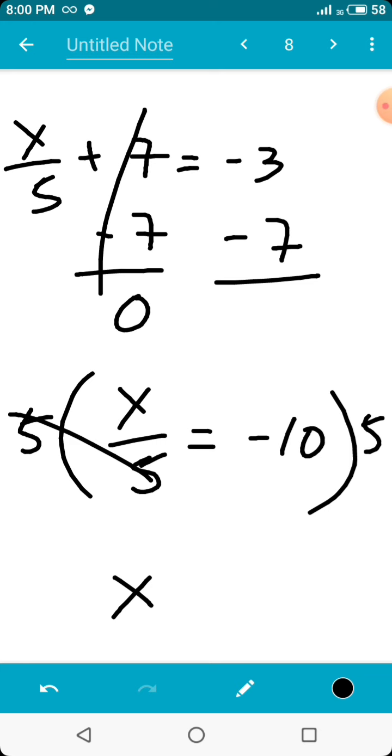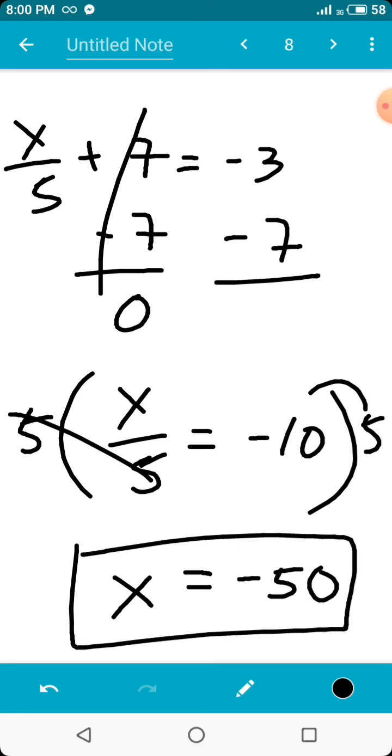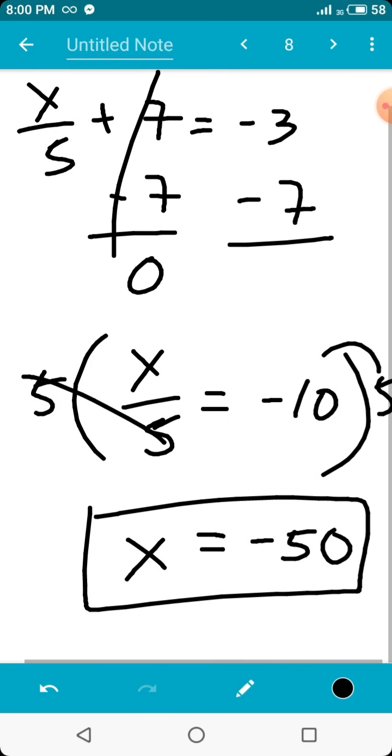So, technically, ang natira na lang sa left side ay yung x. And then, sa kabila naman, nag-multiply tayo ng negative 10 at saka 5. So, we have negative 50. Alright? So, the value of x ay negative 50. So, for us to check, i-plug natin yung value ng x.